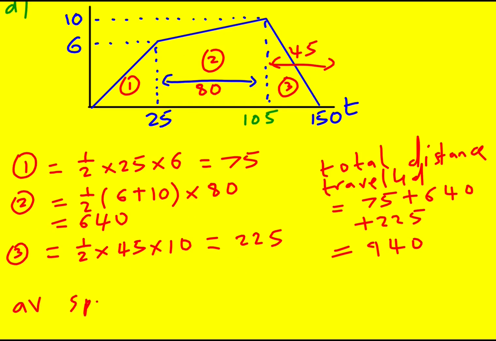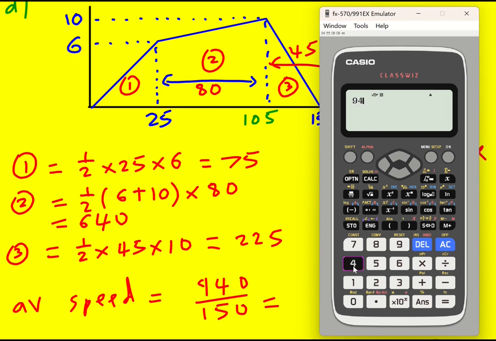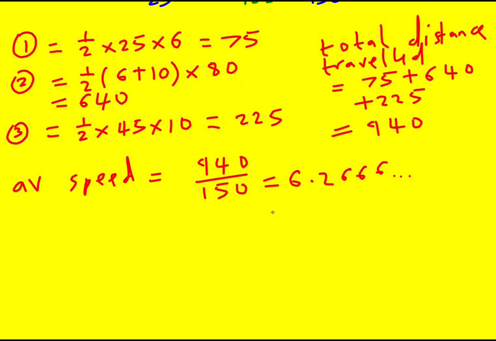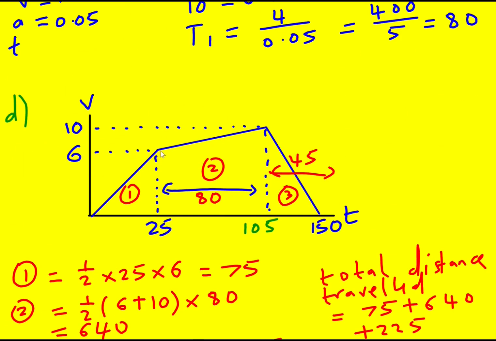And therefore the average speed is 940 divided by 150, which gives 6.26 recurring, or to three significant figures, 6.27. That looks about right, doesn't it? Because it goes up to 10. It's above 6 for a long period of time, and in between it's less than 6.